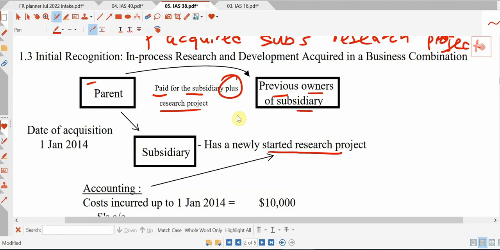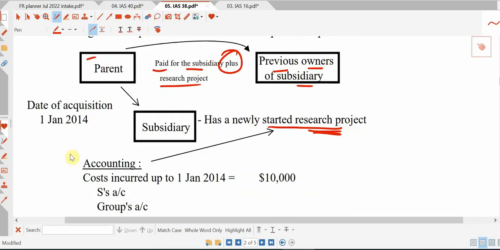Okay, that's great. Now, let's structure this all again. We want to buy the subsidiary, but we have to pay extra because of this research project, right? So what happened here is the date of control, 1st January 2014. Cost incurred up to 1st January, before we came in as a parent, before we control, this is pre-acquisition. Before we control, the subsidiary already spent 10,000.